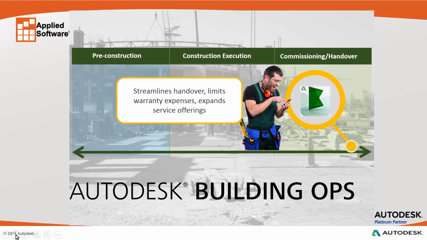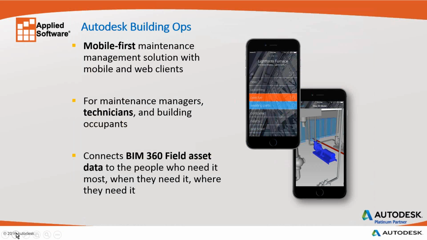Next is Building Ops. Now, this is essential for commissioning and handover. It streamlines handover limits and warranty expenses and information that is built into the model. This is where the information in BIM comes into play. Building Ops is a mobile-first maintenance management solution. Easy for me to say, right?